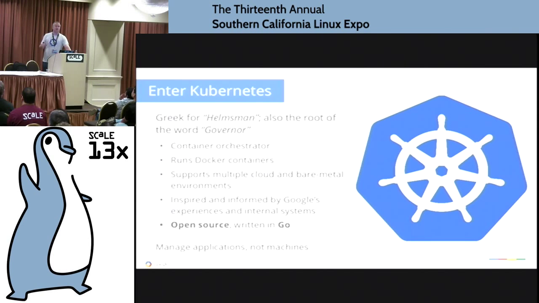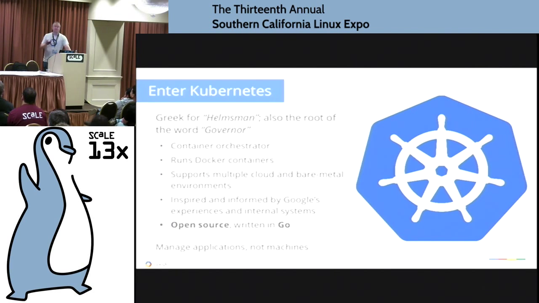We run Docker containers. We don't run exclusively Docker containers, except that Docker is the only implementation that we have right now. The Rocket guys are working on an alternate implementation. We support multiple cloud environments: Amazon, GCE, Microsoft Azure, Rackspace. We support bare metal environments too. We support different OSs: Debian, Fedora, CentOS, CoreOS, Ubuntu now. Yes, as of last week, Ubuntu.